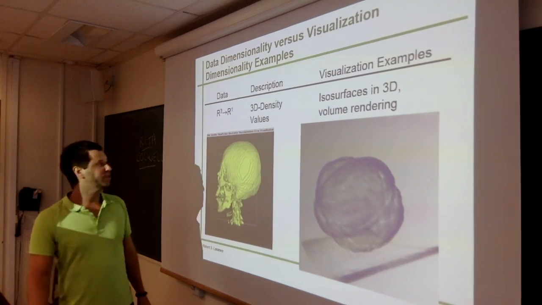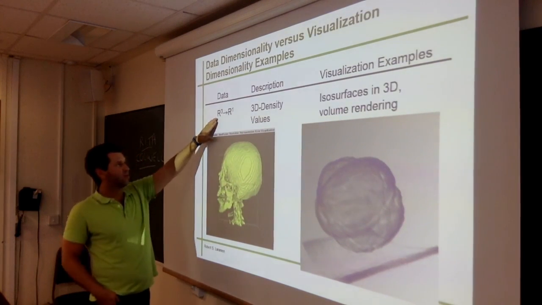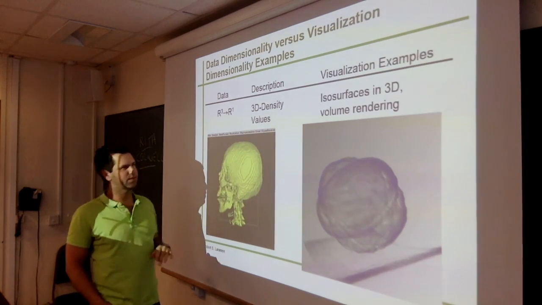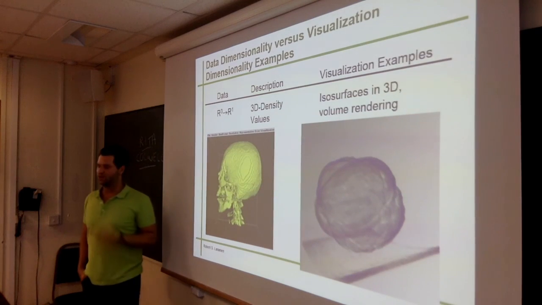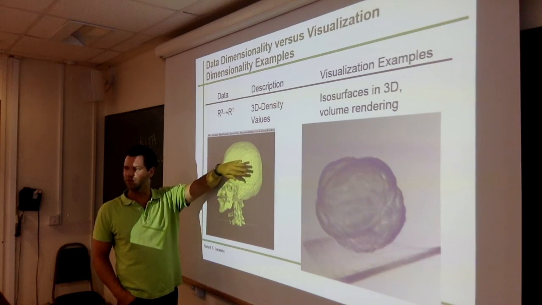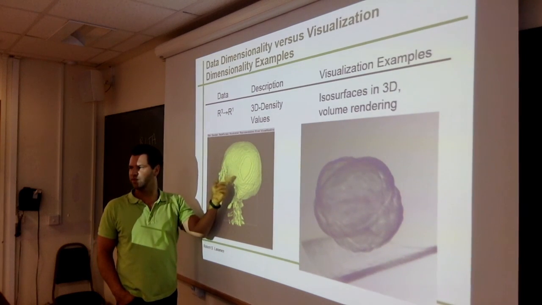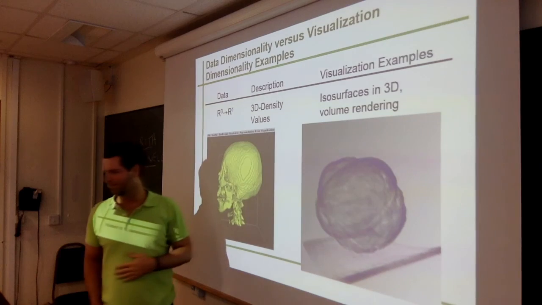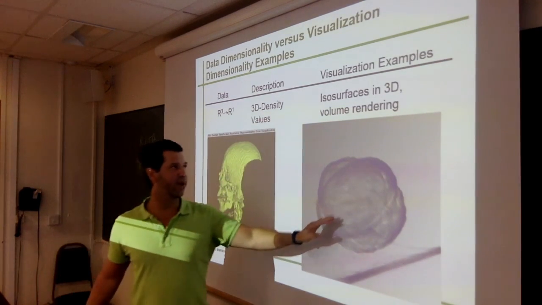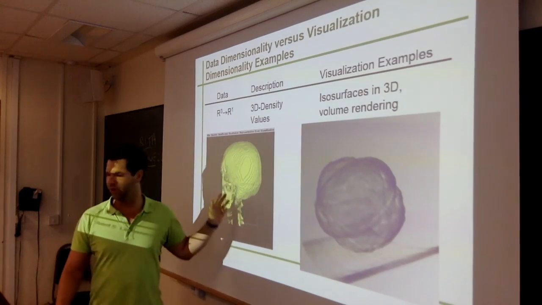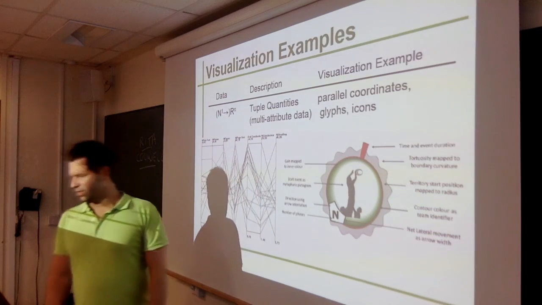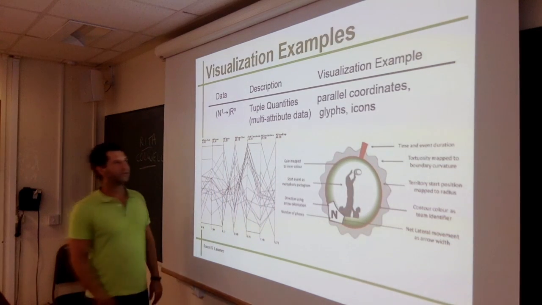These are more examples. A three-dimensional set of numbers being reduced to a 2D isosurface. An isosurface is a surface of constant scalar value, so every value on this surface is the same. And this is adding some transparency to the surface. This is fully opaque, and this is transparent. And these are some examples. We won't go into detail today.